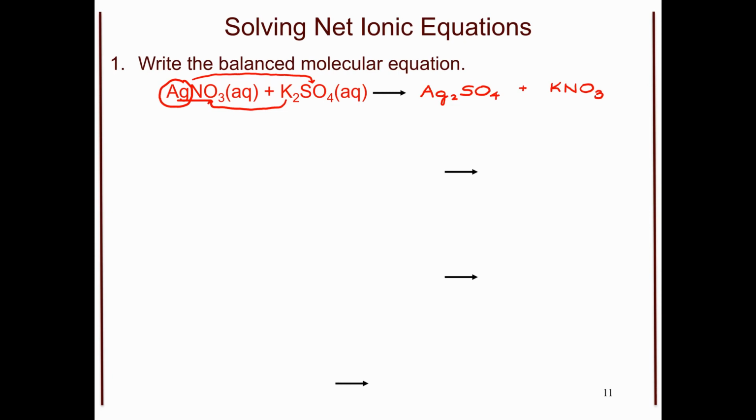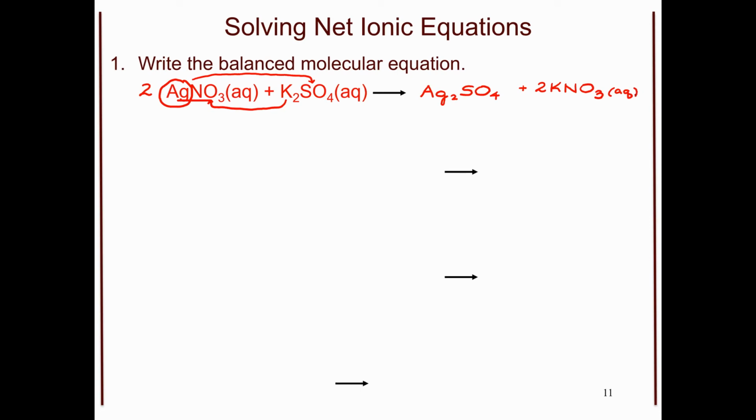Now you're probably first noticing that this is not balanced currently. So what I would need to do is put a 2 in front of my silver nitrate, and that is going to give me 2 potassium nitrates. So now this is balanced atom for atom based off of the rules that we've seen previously. But now we have to look at the solubility rules. Remember that if I have potassium or nitrate, it is going to be soluble. So the fact that I have both of them means that this is going to stay in solution.